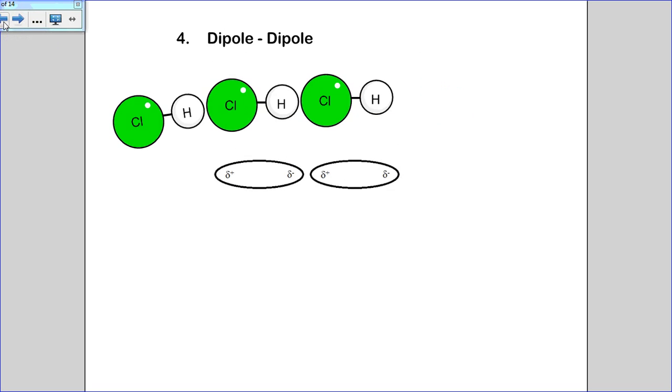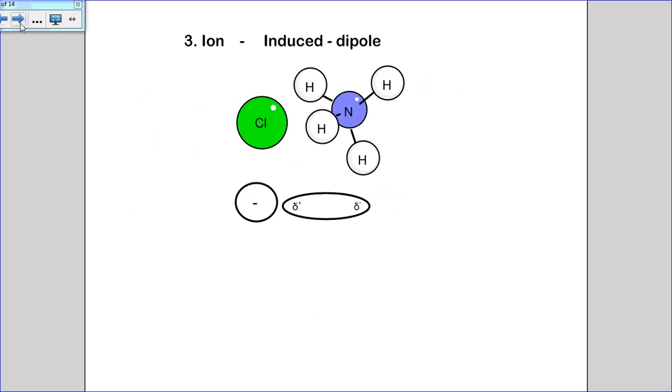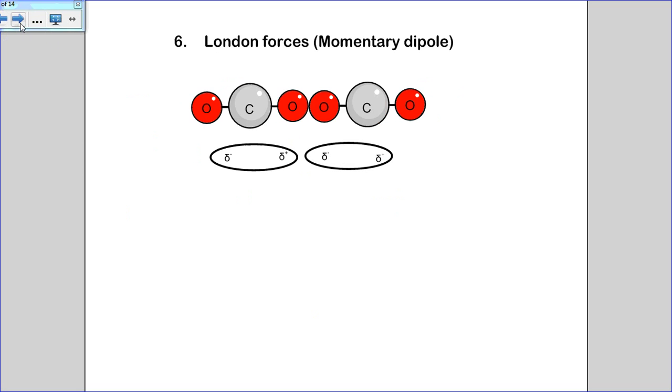So we see that hydrogen bonding is the strongest intermolecular force. And then we get van der Waals forces, ion-dipole, ion-induced dipole, dipole-induced dipole, and the weakest force that we will get will be momentary dipole forces, which we call London forces.